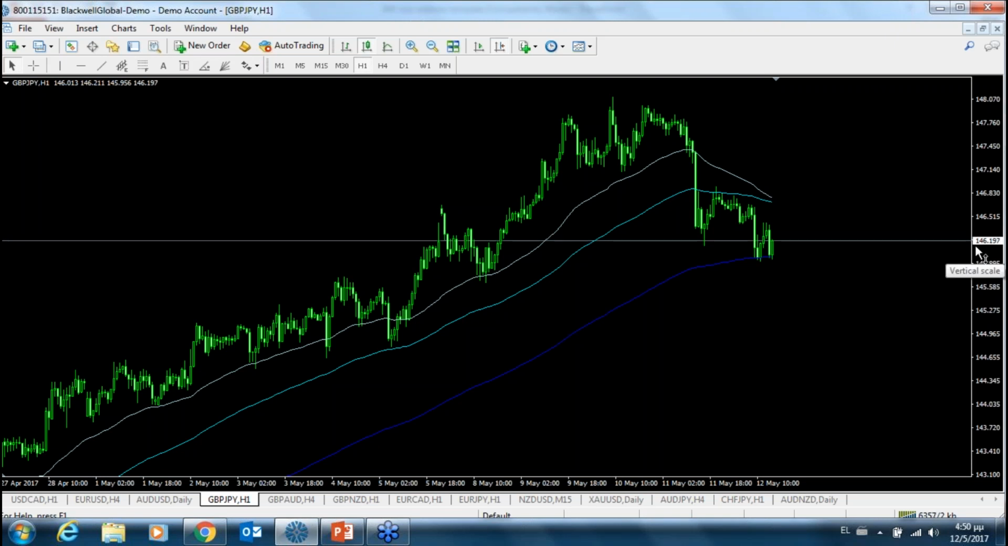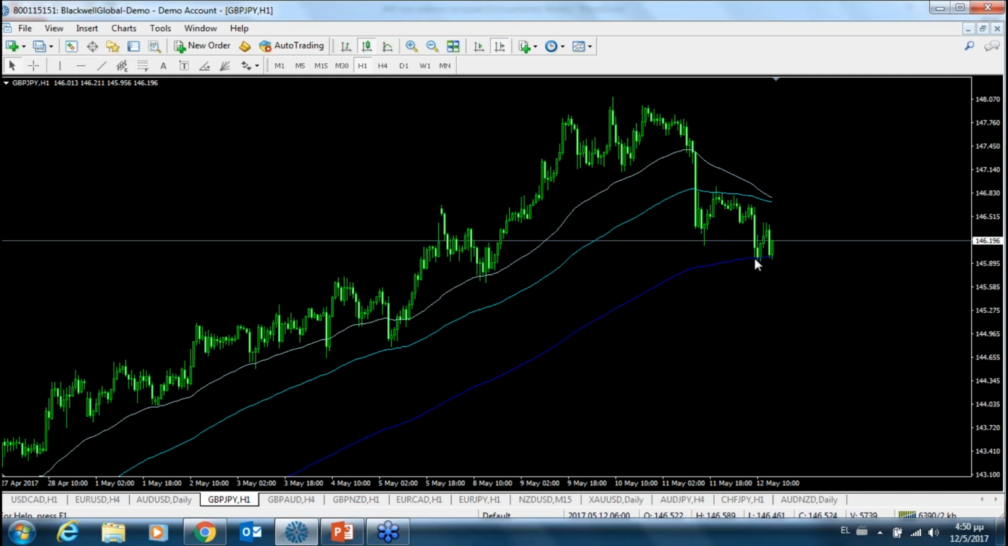So 146.20 should be the psychological level that we're looking at. Okay, so that's hence the reason. It needs to go above 146.20 and above, like 146.30 and above, then it would give you that bullish momentum. But again, it has to pierce through these lines as well until it gives you a clear direction to the upside once it goes above all these three lines.